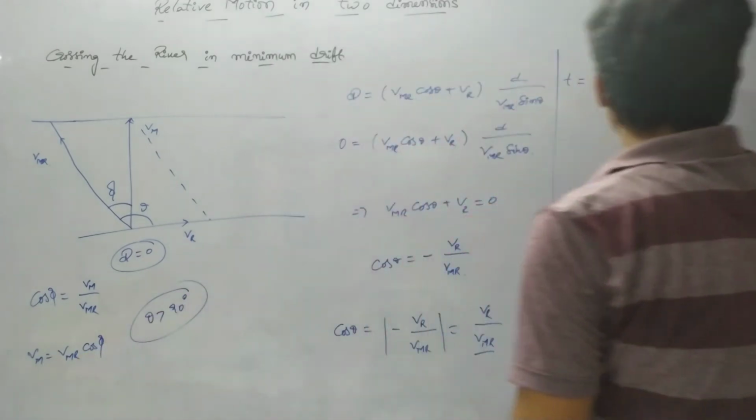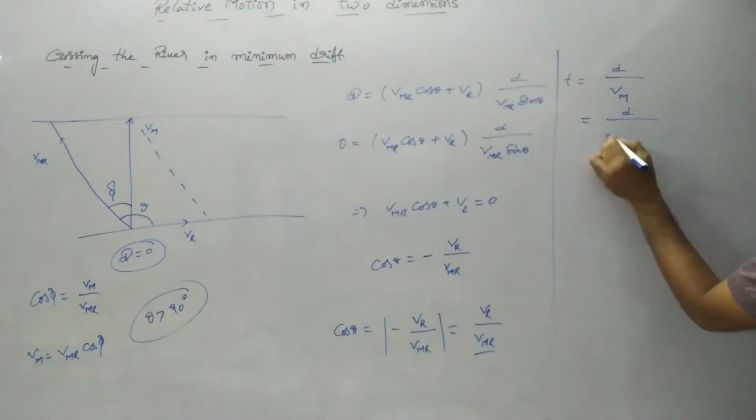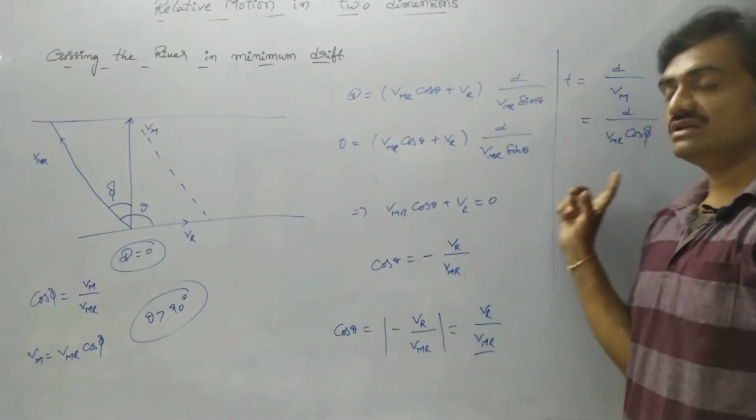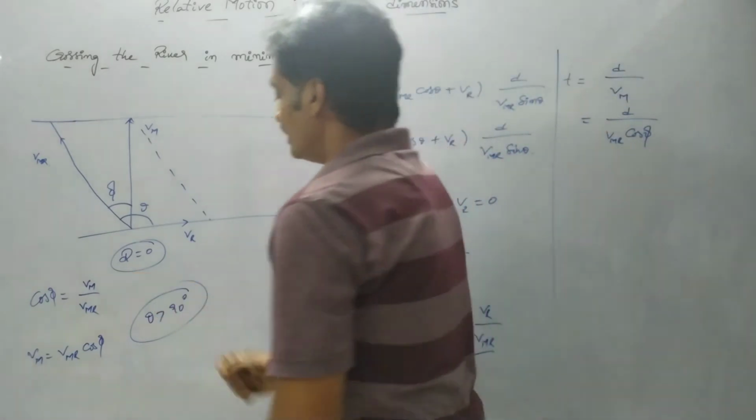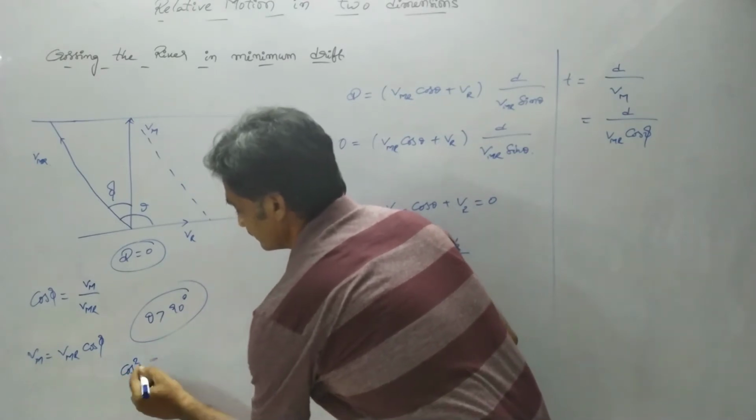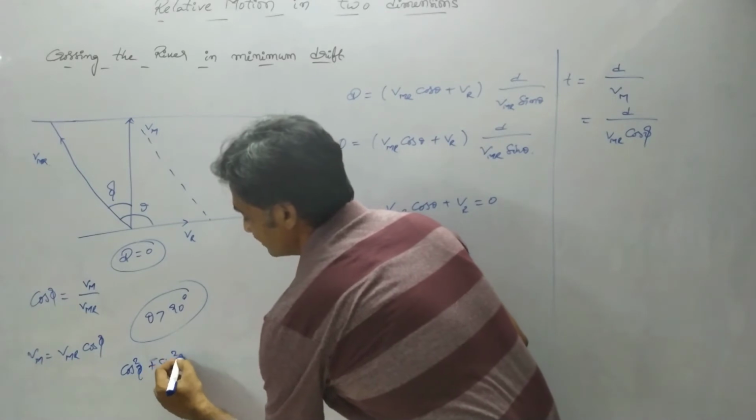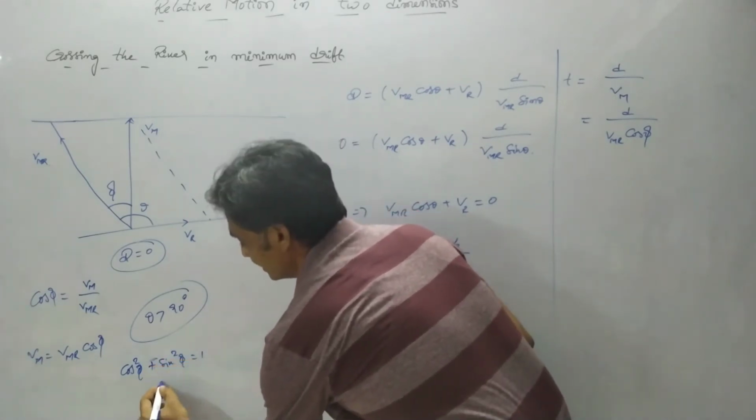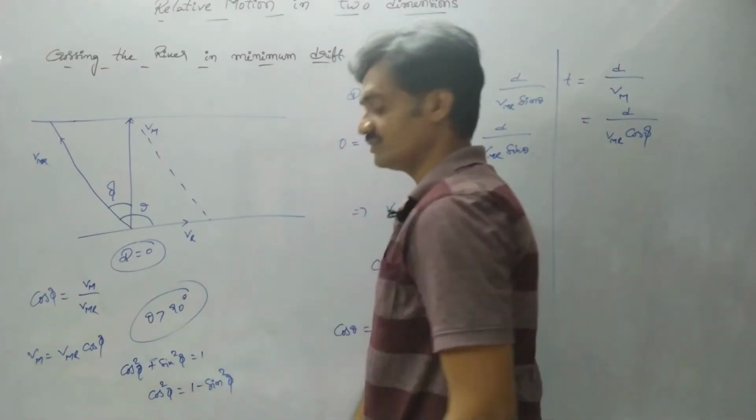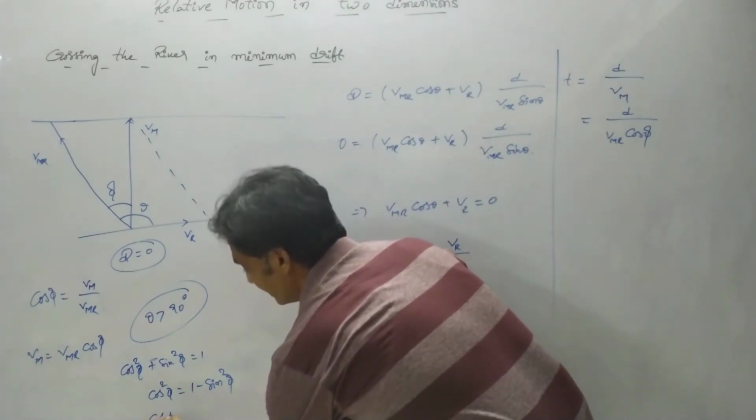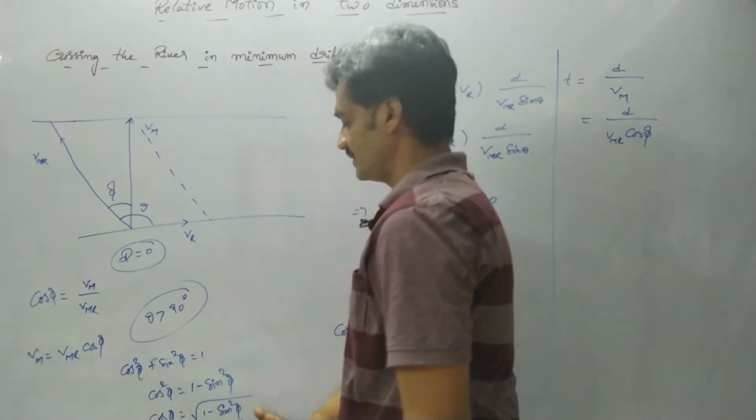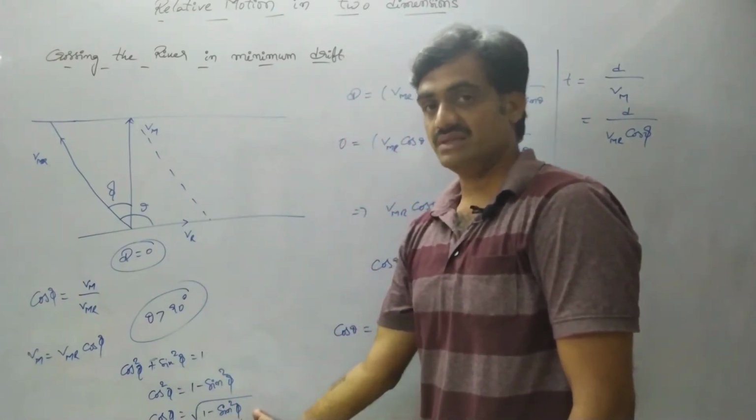So let's substitute this value in this equation. If we substitute here, we have d by v_mr into cos phi. Here we know that cos square phi plus sin square phi is equal to 1. Then we have cos square phi is equal to 1 minus sin square phi. Then from this equation we have cos phi is equal to root over 1 minus sin square phi.